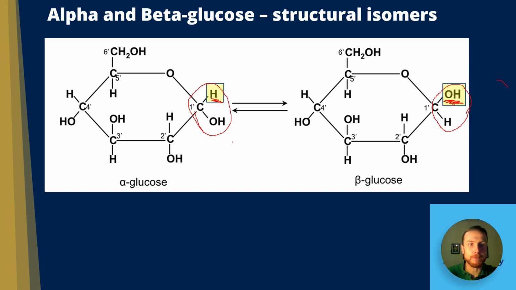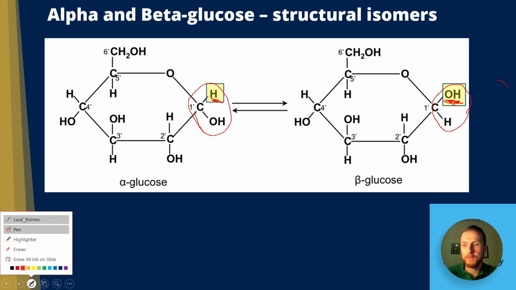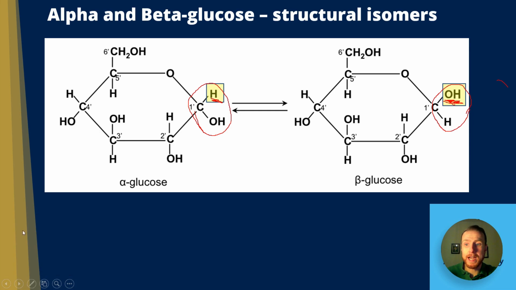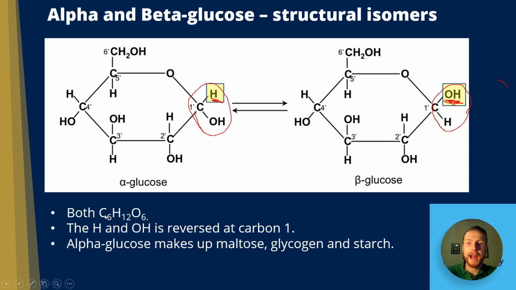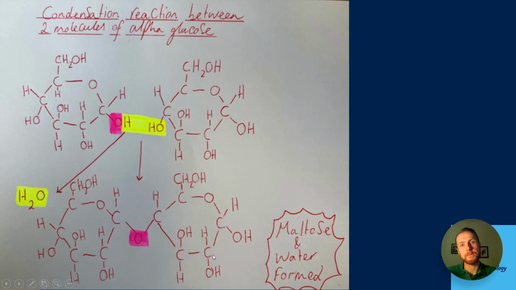Now that's the only difference between these two molecules, but it does lead to some really quite striking structural differences when we look at cellulose and starch, and I'll give you more information about that now. So, both have the formula C6H12O6, and as we've said, the hydrogen and the hydroxyl group is reversed at carbon 1, and that's the difference between the two. Now, alpha glucose makes up maltose, glycogen, and starch, whereas beta glucose makes up cellulose.